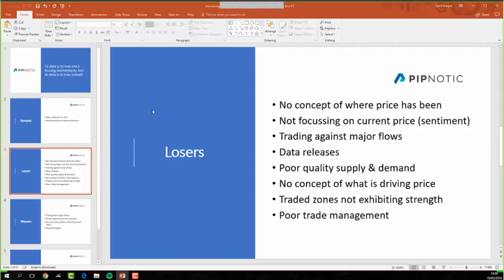And so at the top of the list, we have no concept of where price has been. And these are not in prioritized order. These are just put on the slide in kind of a random order. So the top one here, no concept of where price has been. We're going to look at this in just a moment on a price chart. This is exceedingly important. Then, not focusing on current price, so sentiment.